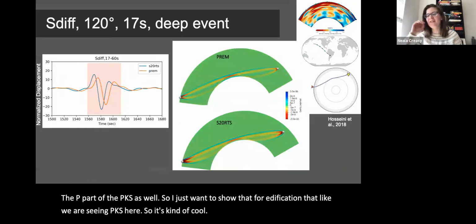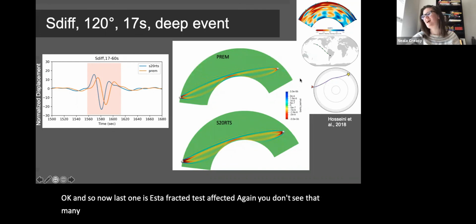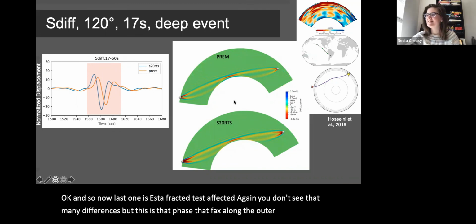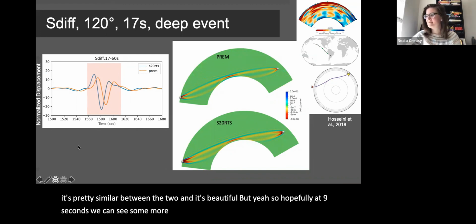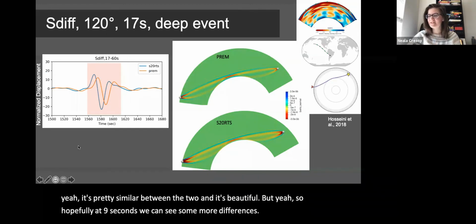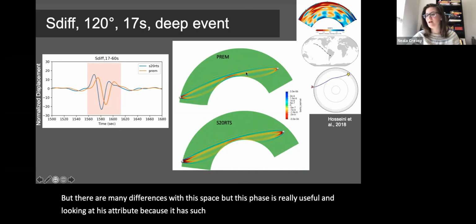Okay. And so the last one is S diffracted. With S diffracted, again, you don't see that many differences, but this is the phase that diffracts along the outer core. It's pretty similar between the two, and it's beautiful. Hopefully at 9 seconds, we can see some more differences. But there aren't too many differences with this phase, though it is really useful in looking at anisotropy because it has such a long ray path along the core mantle boundary.